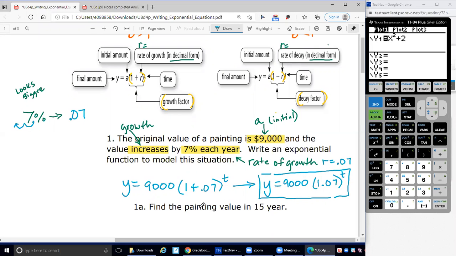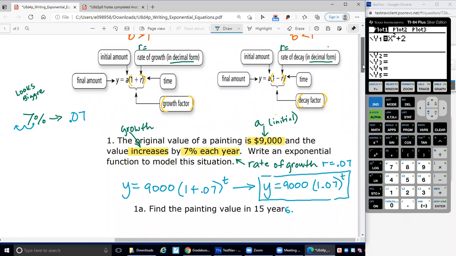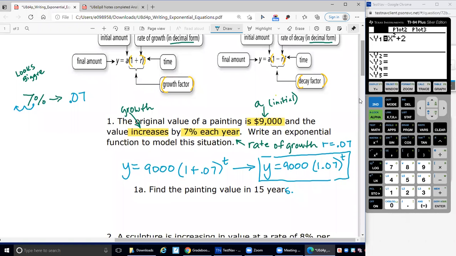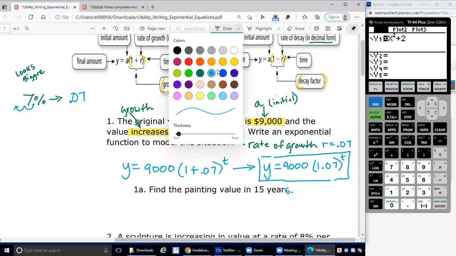Now they talk about finding the painting value in 15 years. I'm going to add a little s there. So who can tell me, let's see, Aaron, what variable is 15 years going to replace? Let me know if you need a hint.